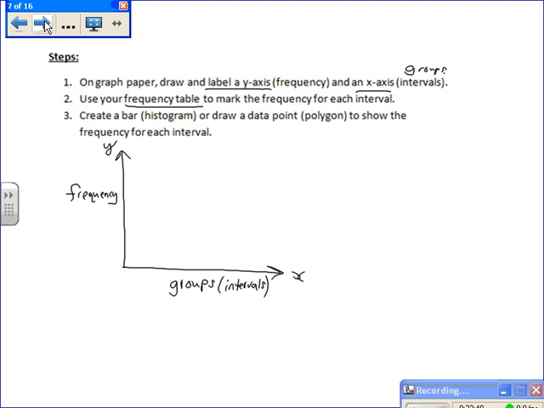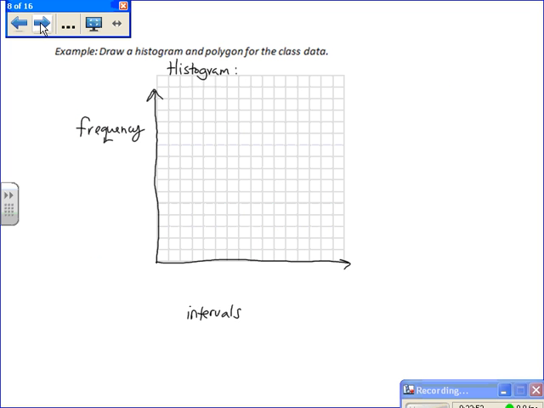When you're doing a polygon or a histogram, you don't have to start your x-axis from 0. So it's not necessary to do that. We can start here, we can start anywhere we want. So if I'm going to do a histogram, let's make this first marking here my first group. So this first marking is going to be from 25 to 30.